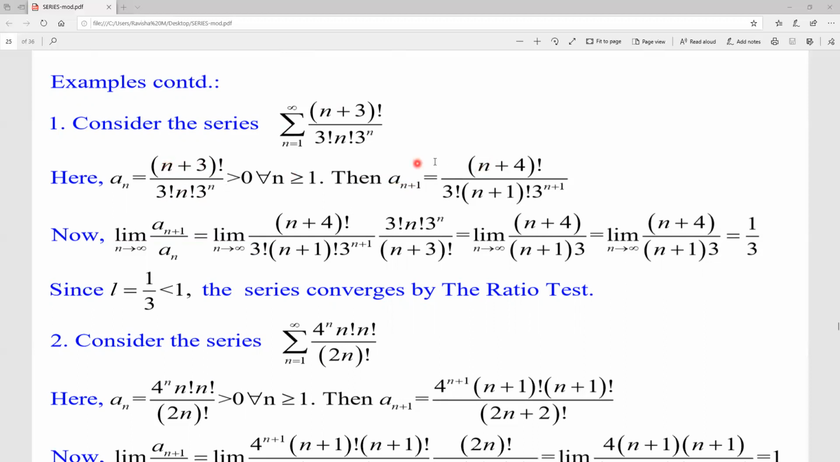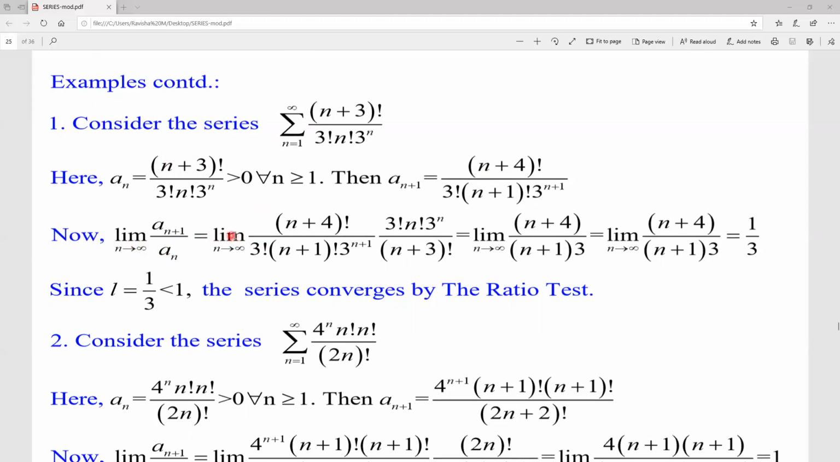Then the (n plus 1)th term is written by replacing n by n plus 1. N plus 1 plus 3 becomes n plus 4 factorial. 3 factorial is a constant, so it is written as is. In place of n we write n plus 1 factorial. 3 is a constant, and in place of n we write n plus 1. Now let us take the ratio of the (n plus 1)th term and the nth term, then the limit as n tends to infinity.